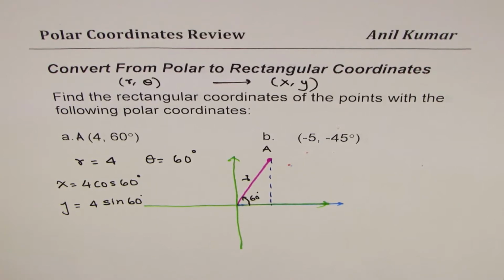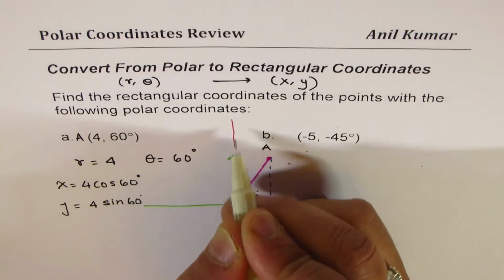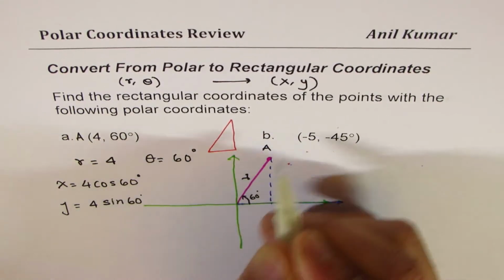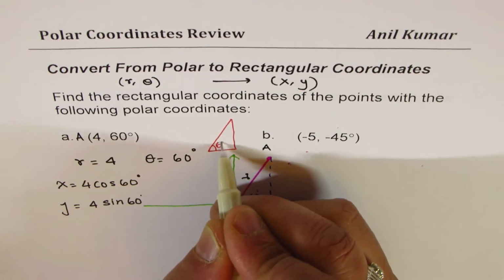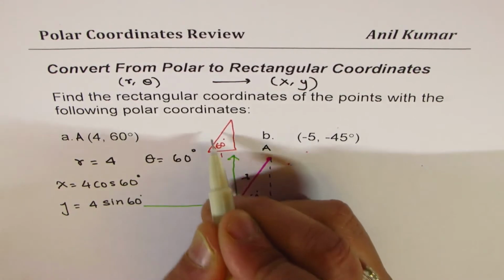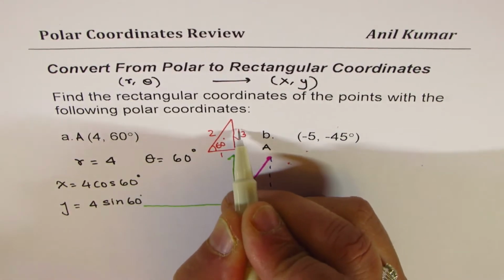You can use the calculator to find the values, or you can use special triangles. I will be using a special triangle since I have such values. So if this is 60 degrees, we're talking about sides 1, 2 and square root 3.